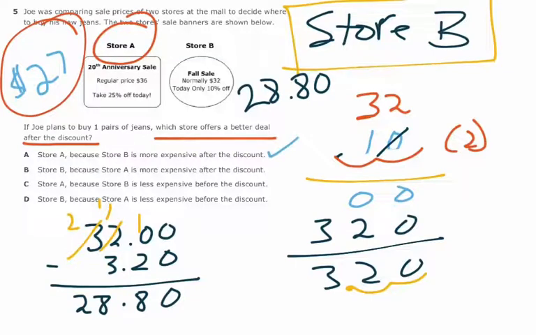When you read all the other ones, the second one says store B, which is not true. The C says store A because store B is less expensive. Well, that's not true. They just kind of changed the wording up. So the best answer for number 5, markup, markdown, is choice A.